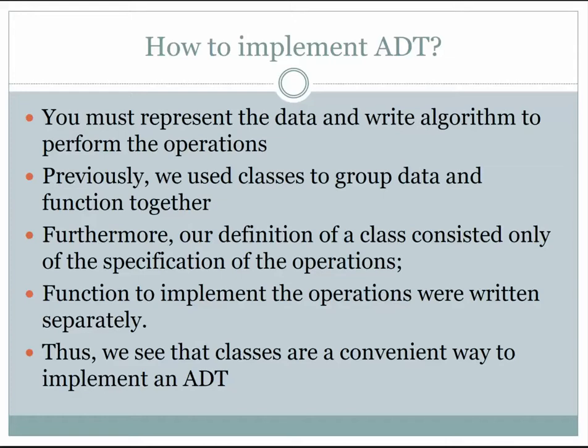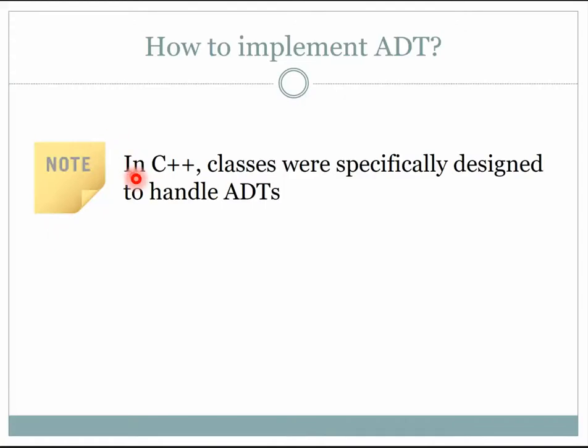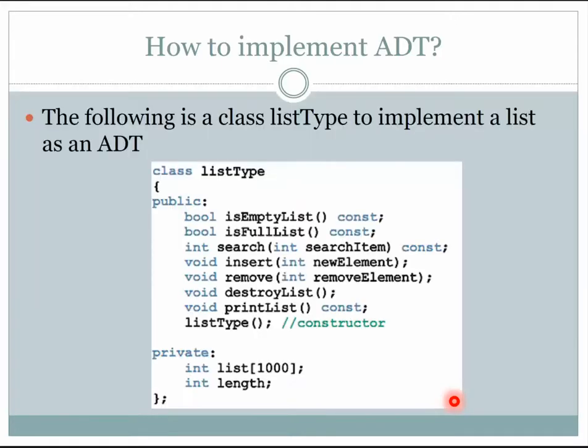Okay, tadi kita dah lihat bagaimana kita nak implement ADT, Abstract Data Type. So, cara yang paling convenient untuk implement ADT adalah menggunakan class or classes. Note, in C++, classes were specifically designed to handle ADTs. So, sebab tu kelas dia berbeza dengan struct. Dia purposely designed untuk handle ADTs, iaitu Abstract Data Type.